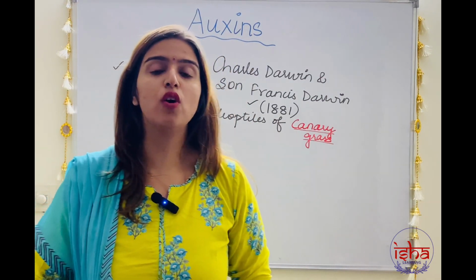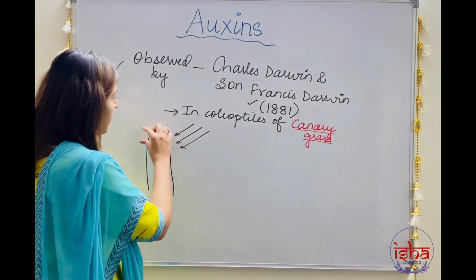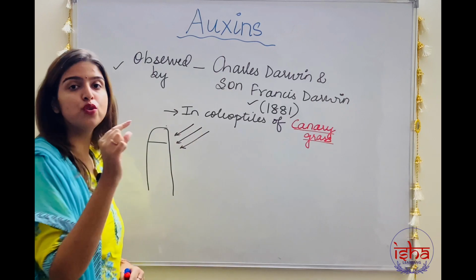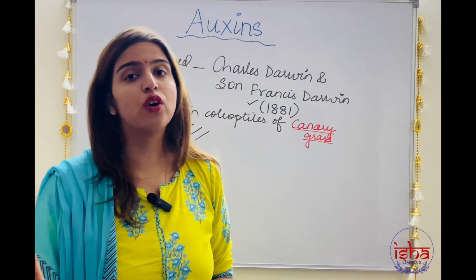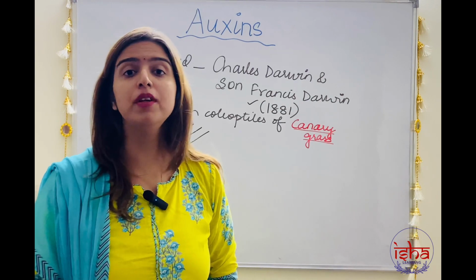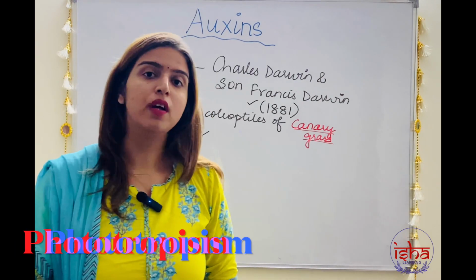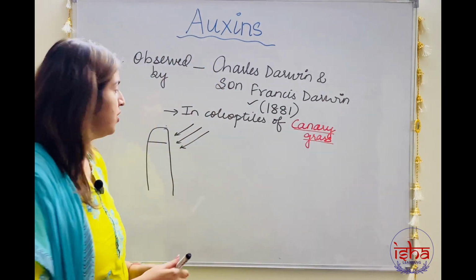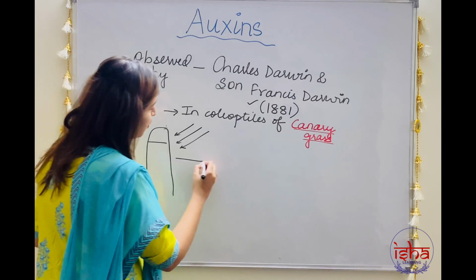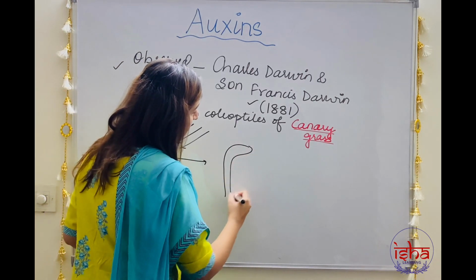In this case, they observed that the tip of the coleoptile, the shoot apex, is going to bend towards the direction of the light source, a phenomenon that we commonly now know as phototropism, the response to the stimulus, that is light. So here this coleoptile, as they observed, showed a bending towards the light source.